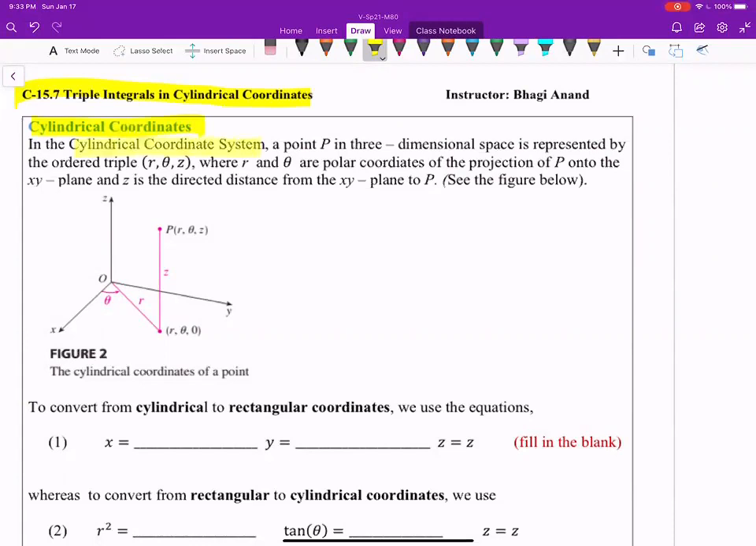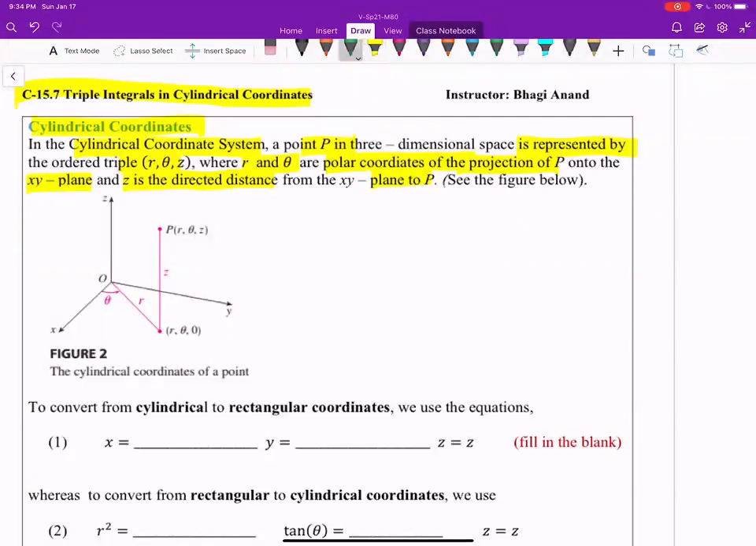In the cylindrical coordinate system, the point P in three-dimensional space is represented by an ordered triple (r, theta, z), where r and theta are polar coordinates of the projection of P onto the xy plane, and z is the directed distance from the xy plane to the point P.